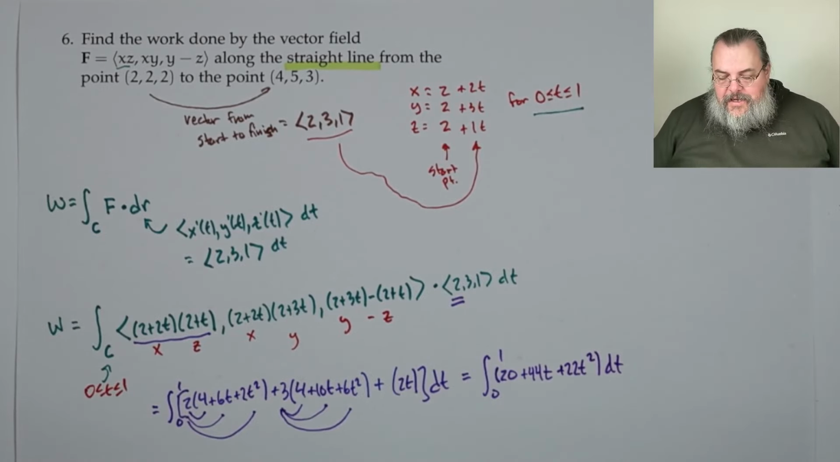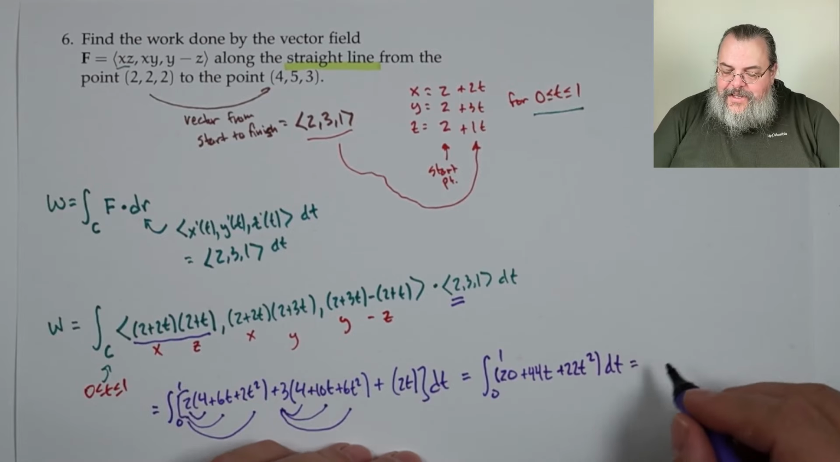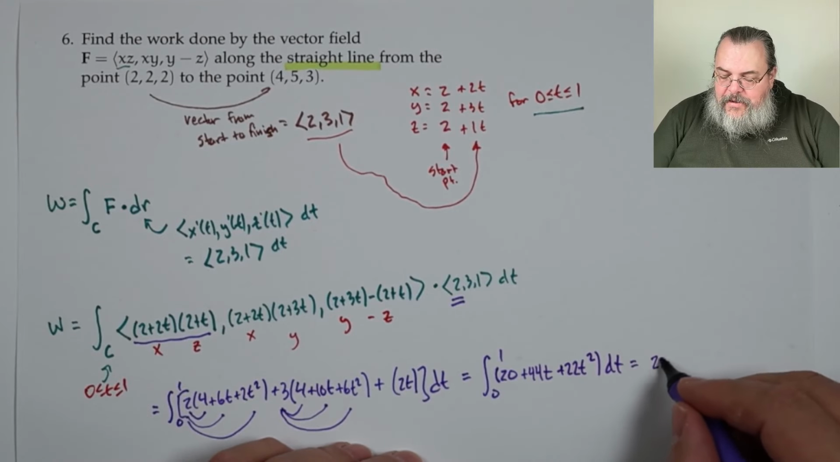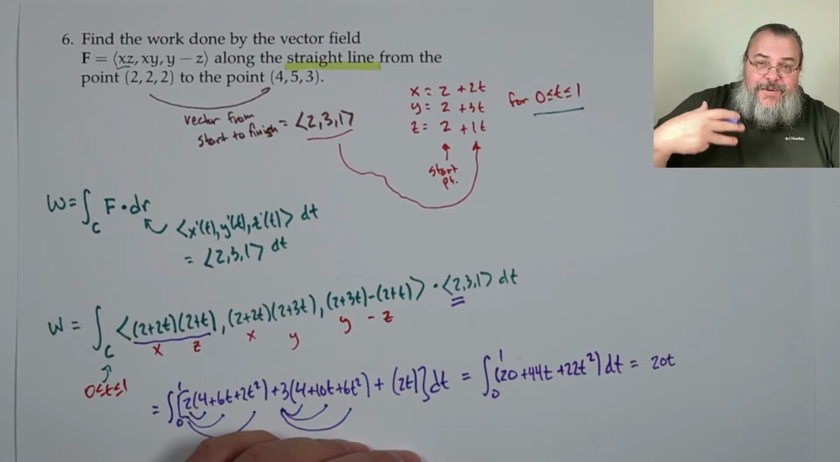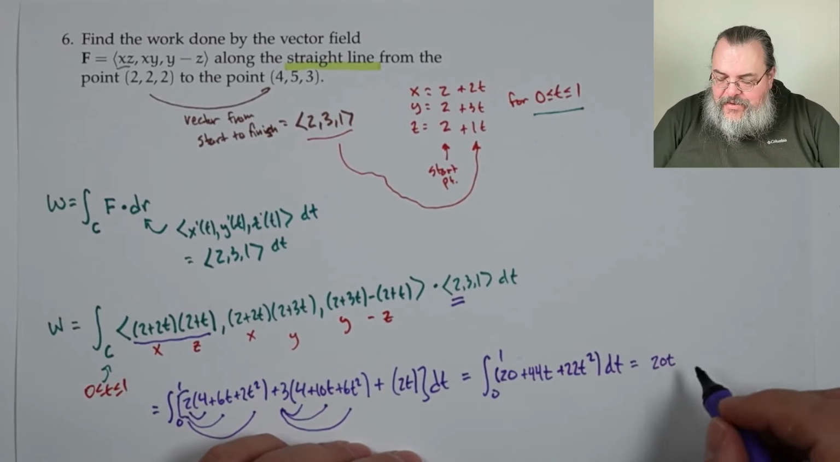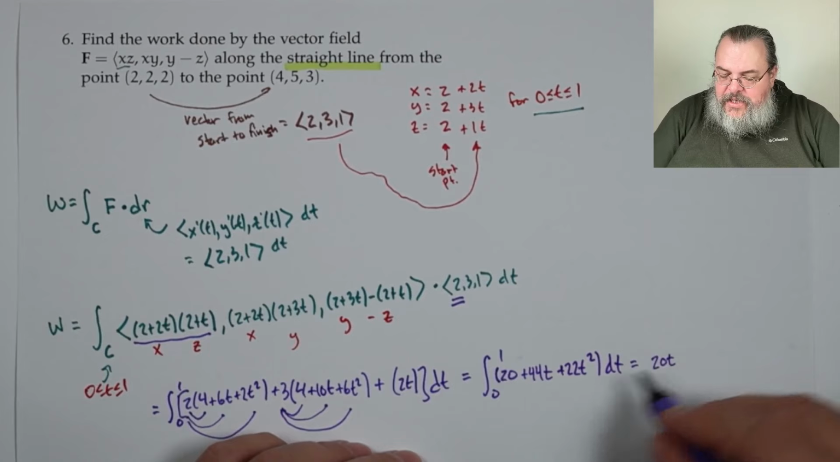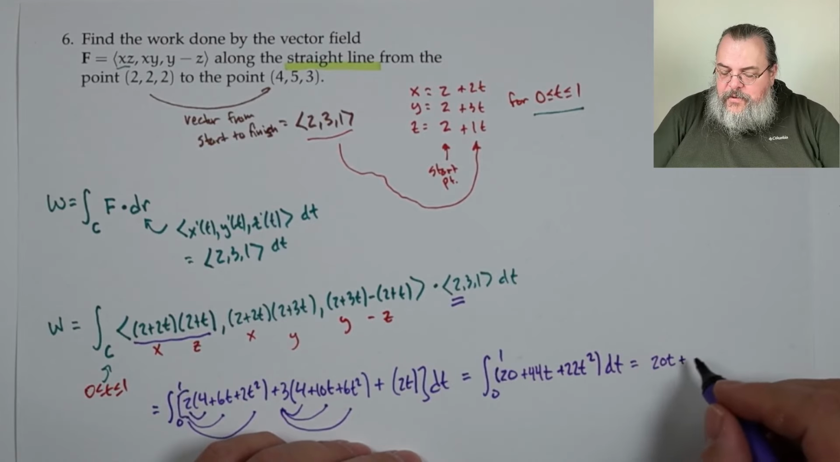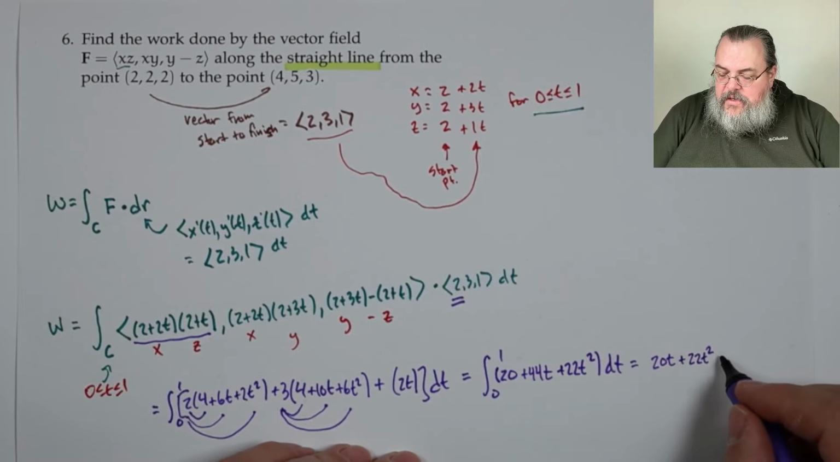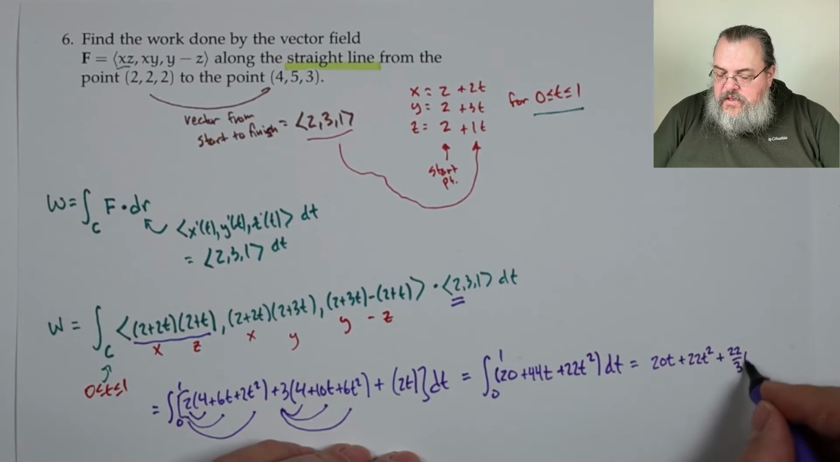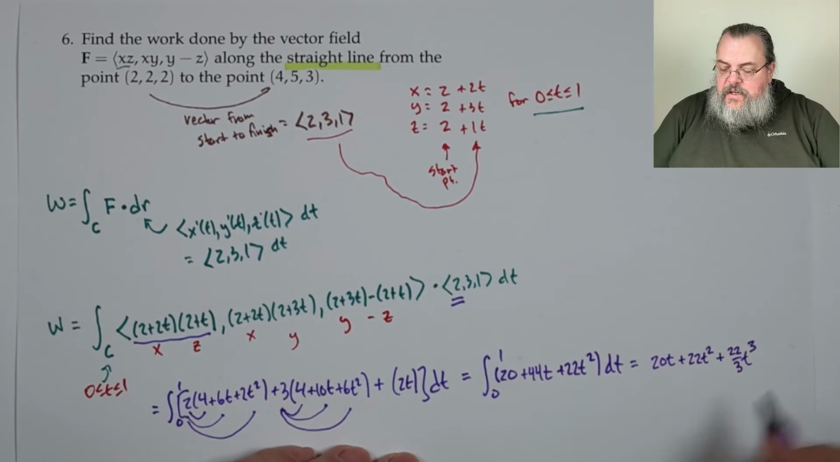And we're like, yes, this is an integral we can do. Calc 1 stuff. Yeah, really it is. We need the Calc 3 to set it up, but really the computations are Calc 1 type computations. So the integral of 20 is 20t. Integral of 44t, 44 divided by 2 makes 22t squared. And then integral of 22t squared is 22 thirds t cubed. And we evaluate from 0 to 1.